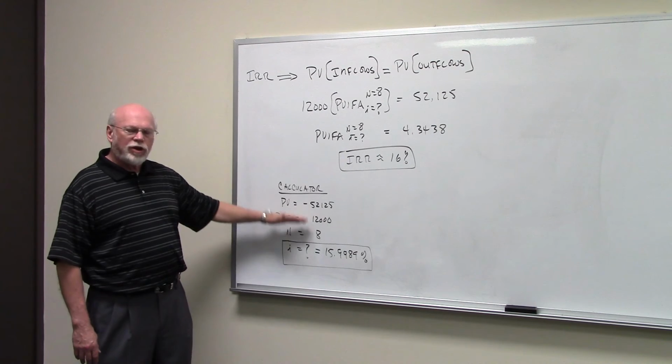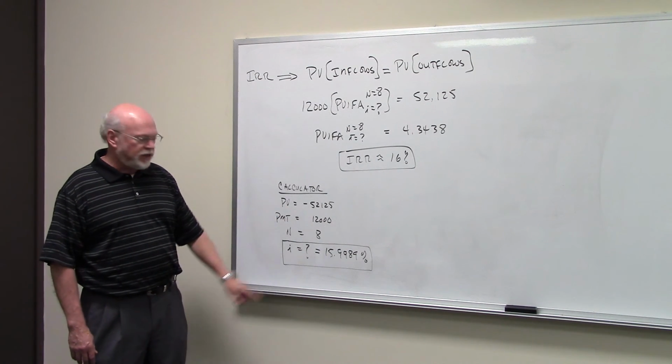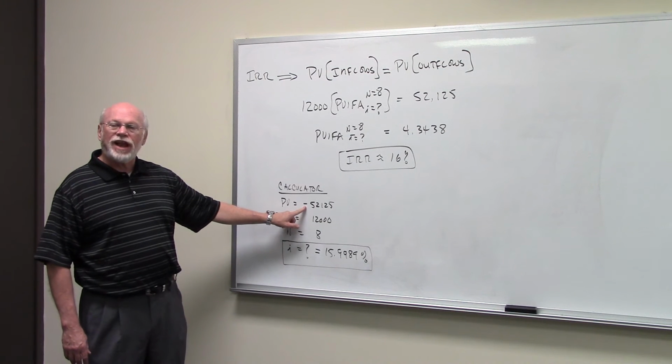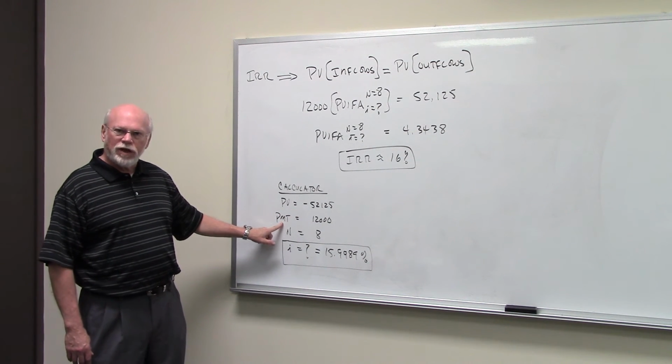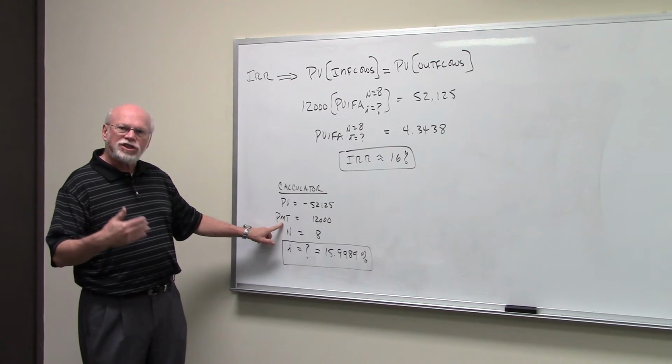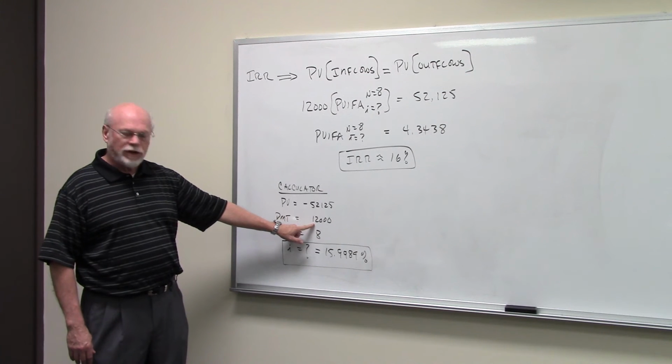If you work this out on a calculator, present value is where you put the cost of the project. That's a negative number. It's an outflow. So that's a negative number. The payment is your inflows. This is the money, the cash inflows you get every year. That's a positive number. An inflow is a positive number.